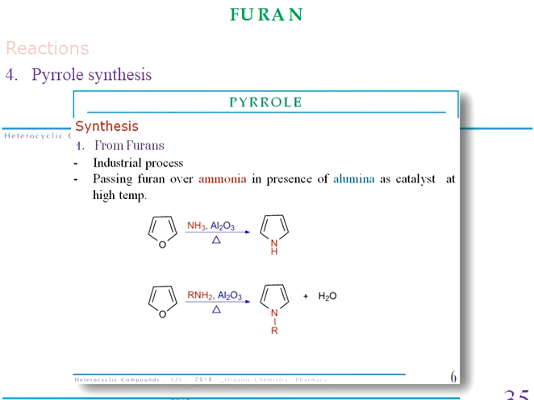Now reactions. First very useful reaction that we have seen of furan is the synthesis of pyrrole. In the last class we have discussed the synthesis. The industrial process of pyrrole synthesis uses furan. Furan, when reacted with ammonia in the presence of alumina, gives us pyrrole. So this whole thing has been previously discussed.